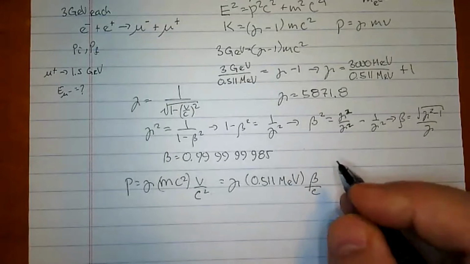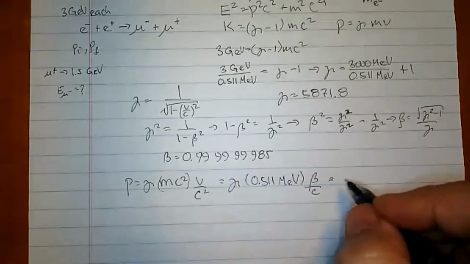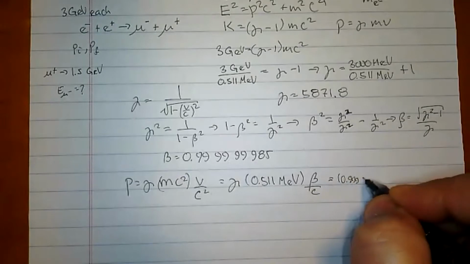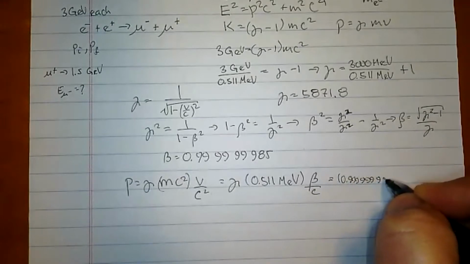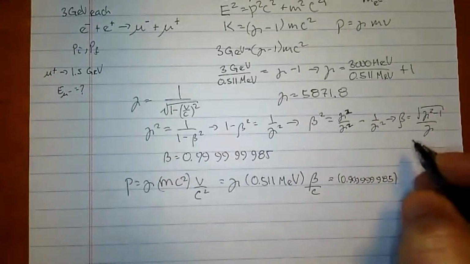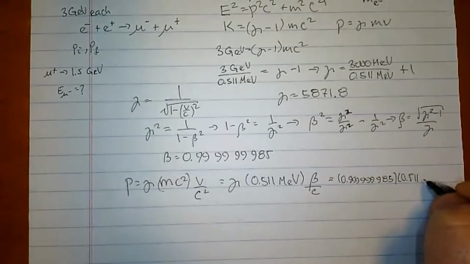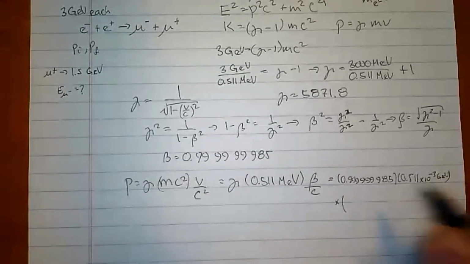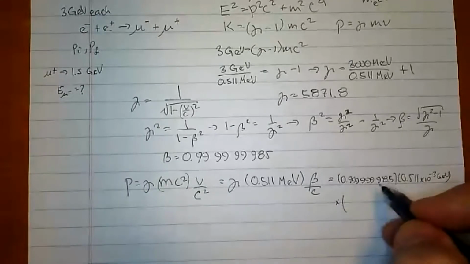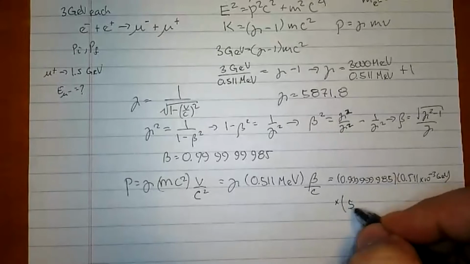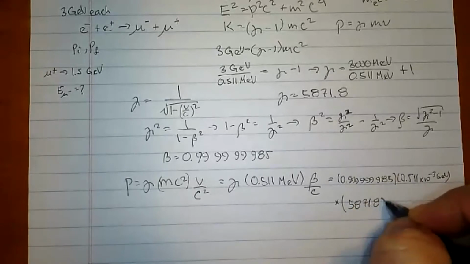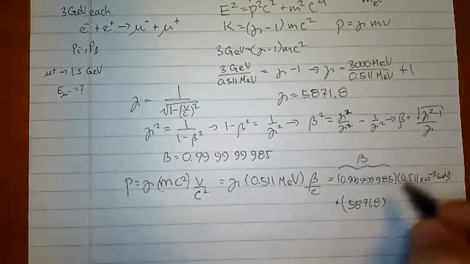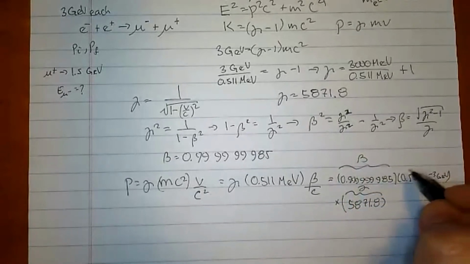Okay. So now I can say this god awful number times 0.511 times 10 to the negative third, because they want GeV. And then times beta. Oops. Well, I actually did the beta already, so I got to do the gamma. 5,871.8. I did it in the opposite order. This is beta. This is gamma.